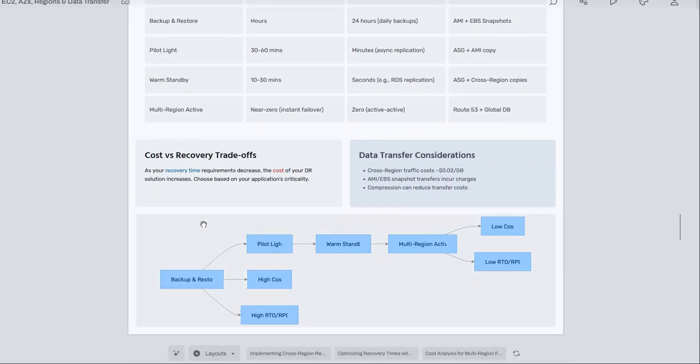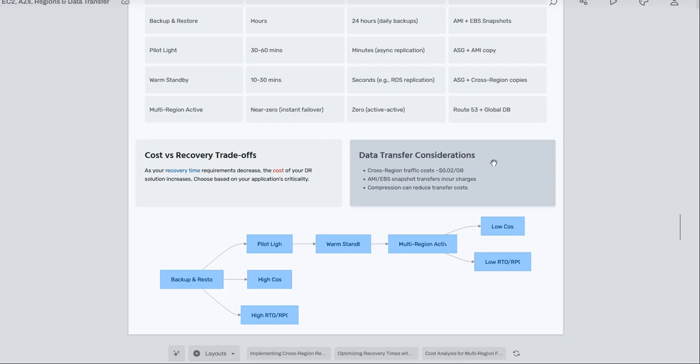And then if you're looking into cost versus recovery trade-offs, as your recovery time requirement decreases, the cost of your DR solution increases. That means the lower your recovery time objective, the more the cost of your DR solution increases. You have to choose based on your application's criticality, right?